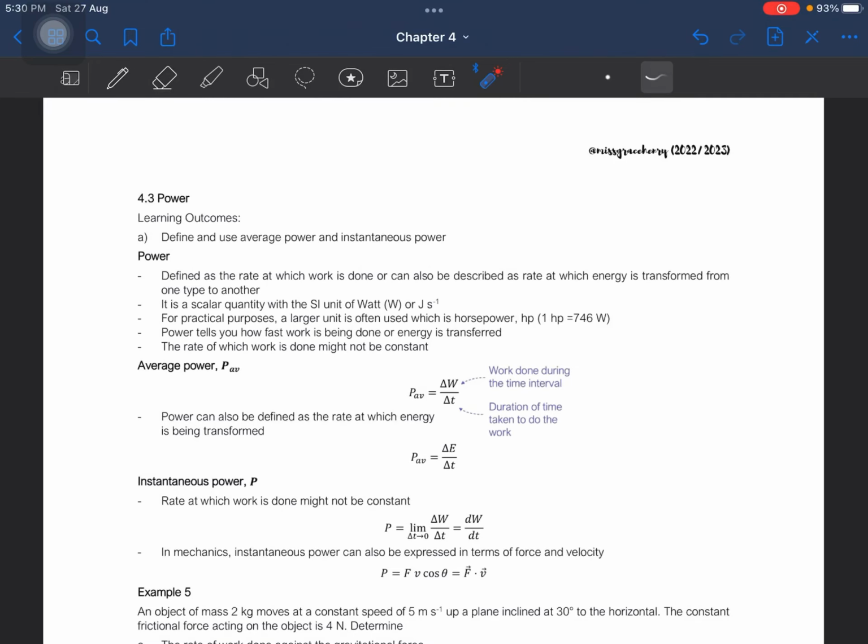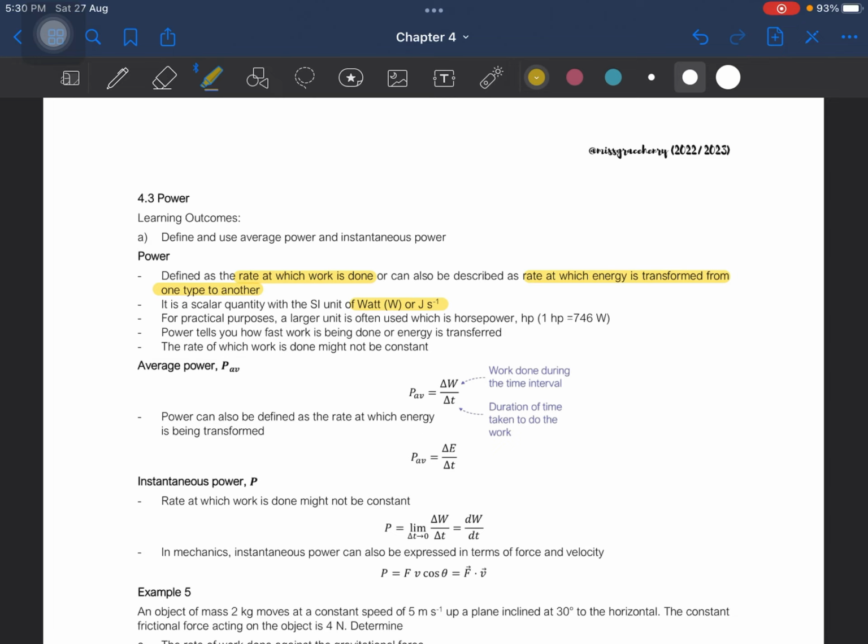Okay, last subtopic, which is on power. For this case, you have to be able to define and use average power and instantaneous power. So what is power? Power is defined as the rate at which work is done, or can also be described as the rate at which energy is transformed from one type to another. So it is a scalar quantity with the SI unit of watt or joule per second, but you just write watt, W.